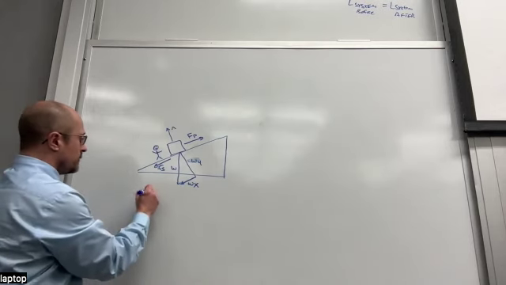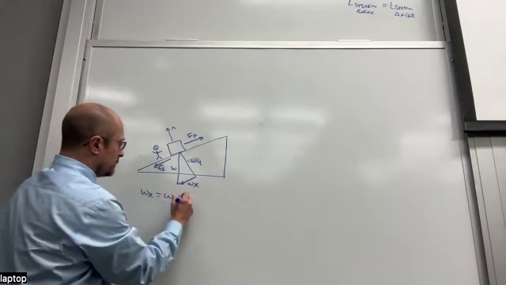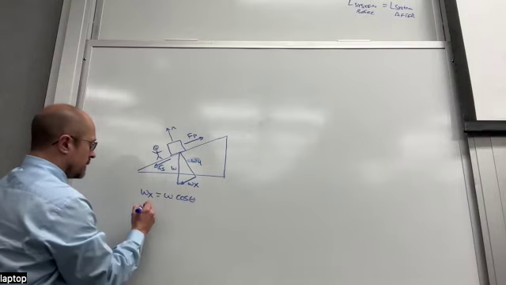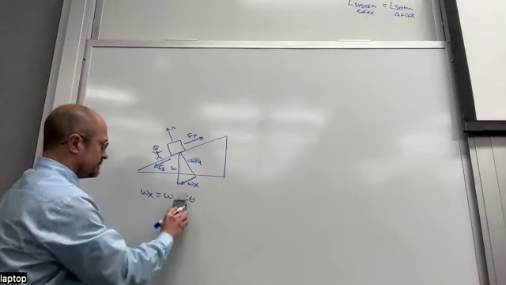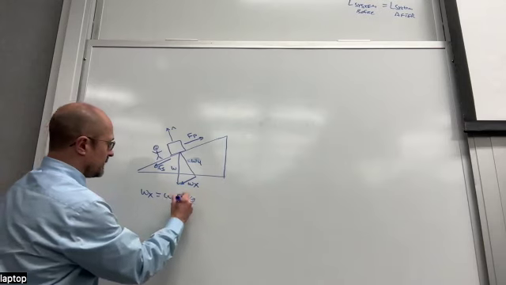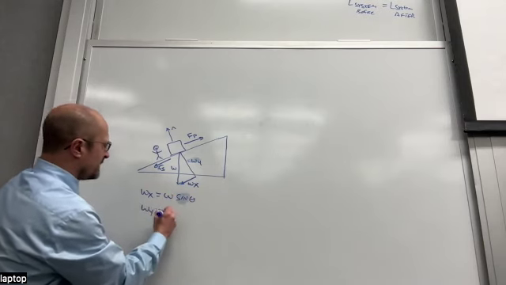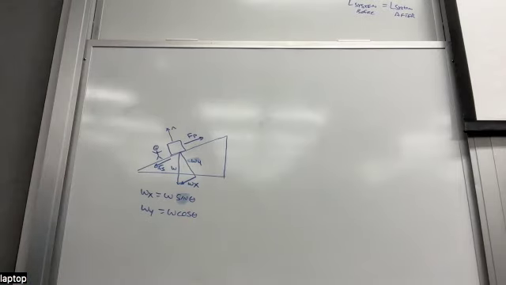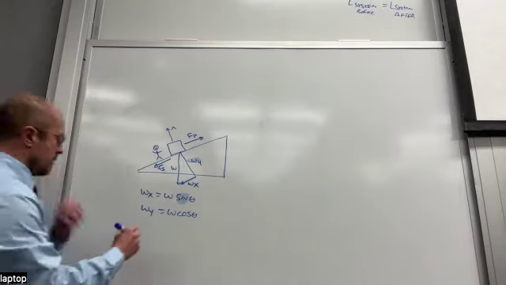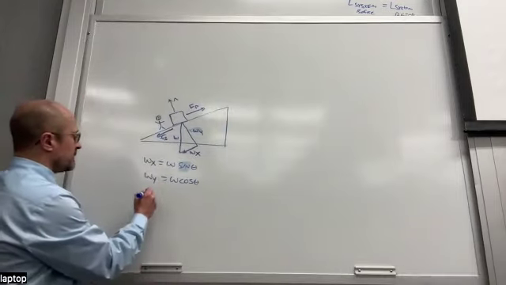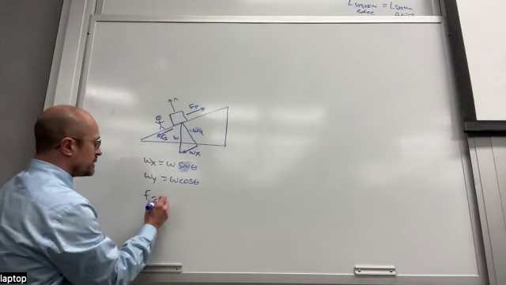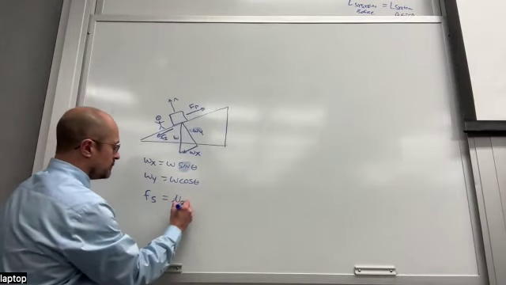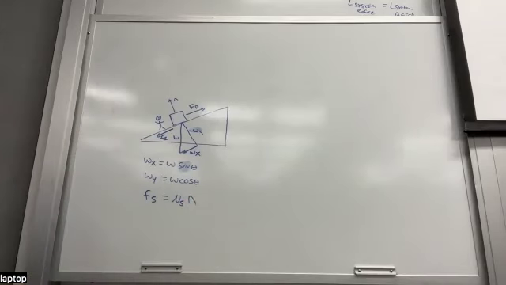So we remember that WX is W sine theta, and WY is W cosine theta. And because we are just breaking static friction, it will be at its maximum value, mu static times N.